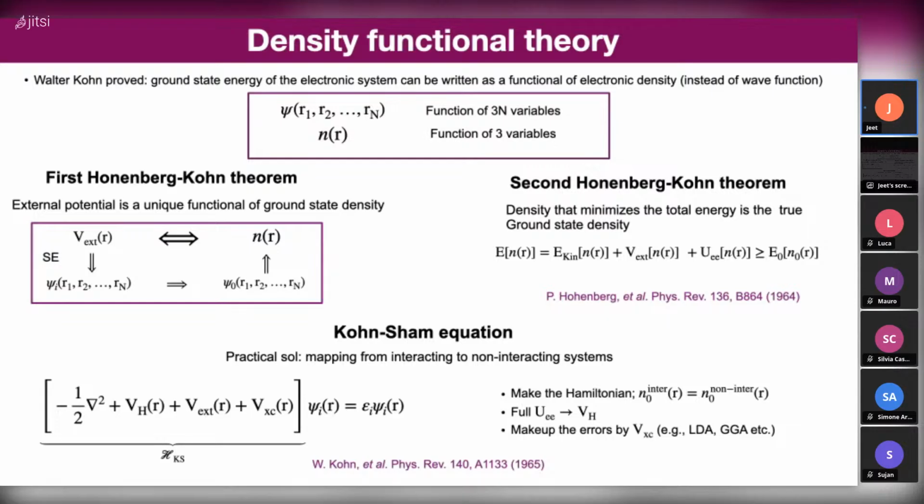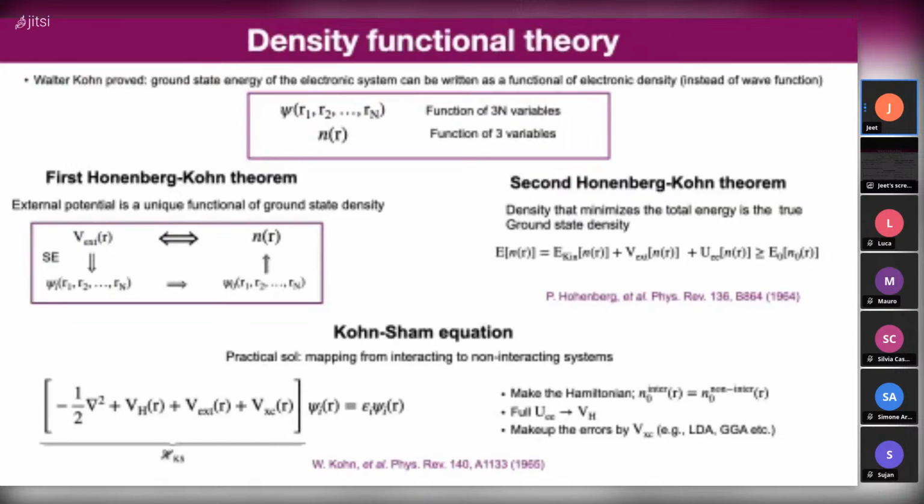First, the Hohenberg-Kohn theorem. The Hohenberg-Kohn theorem tells us that the external potential is a unique functional of the ground state density. The external potential means the interactions between electrons and nuclei. So you have the Hamiltonian, you solve the Schrodinger equation, you get all the states, you find the ground state, and you can calculate the density. So if you know the density, you can get the information of the external potential. The main idea of this first Hohenberg-Kohn theorem is that we can use the ground state density as a variable, but it doesn't tell us how to use it.